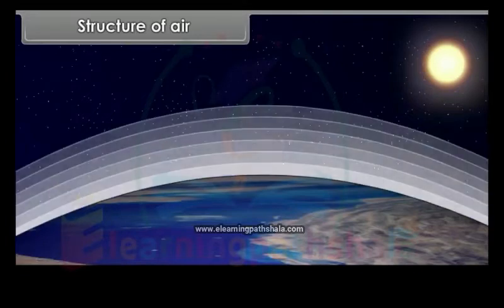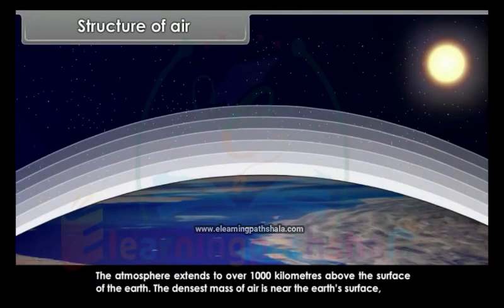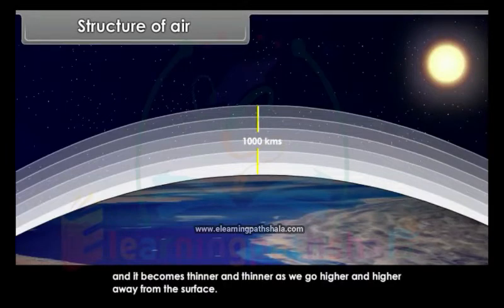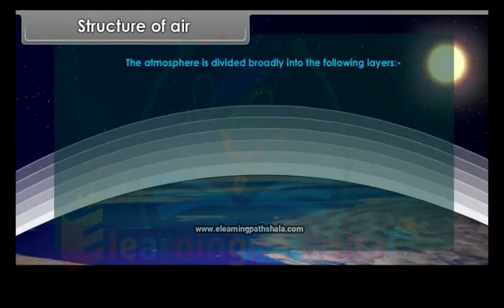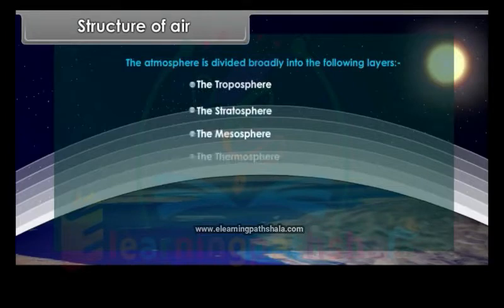Structure of air. The atmosphere extends to over 1000 kilometers above the surface of the earth. The densest mass of air is near the earth's surface and it becomes thinner and thinner as we go higher and higher away from the surface. The atmosphere is divided broadly into the following layers: the troposphere, the stratosphere, the mesosphere, the thermosphere, the ionosphere, and the exosphere.